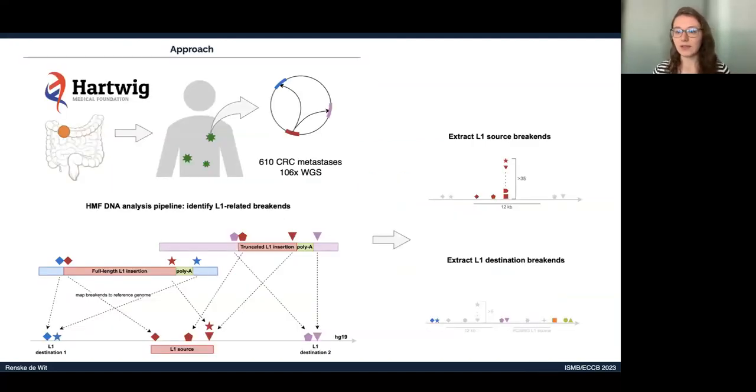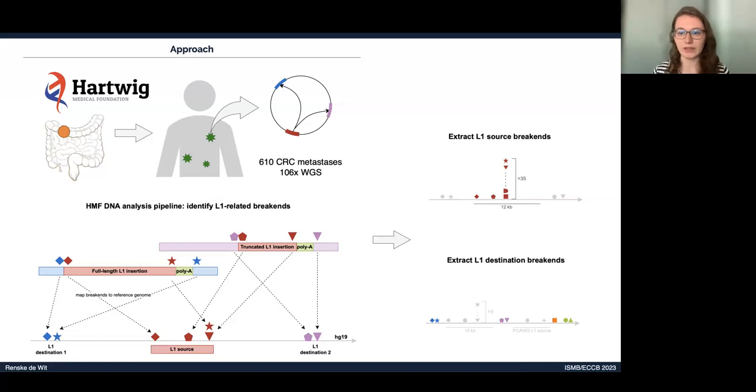To do this analysis, we studied a dataset of 610 metastatic colorectal cancer tissues that were made available by the Hartwig Medical Foundation. And these samples had been analyzed by whole genome sequencing and then used as input for the DNA analysis pipeline, which could identify the LINE-1 insertions in the tumor genome.